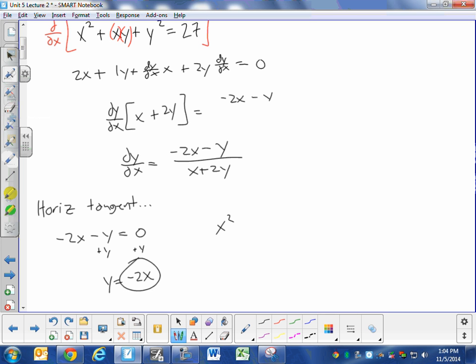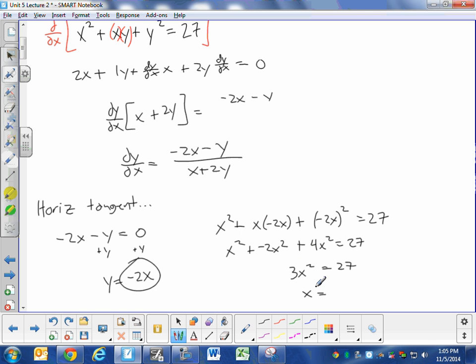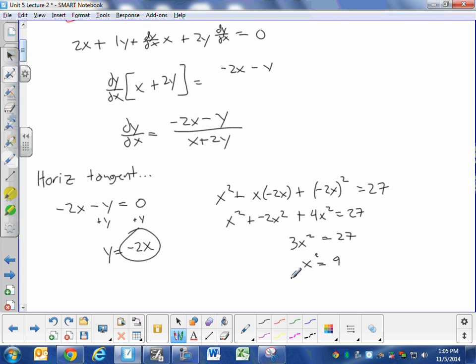So we get x squared plus x times negative 2x plus negative 2x squared is equal to 27. That's x squared plus negative 2x squared plus positive 4x squared is equal to 27. We get 3x squared is equal to 27. We get x squared is equal to 9. We get x is equal to not just 3, but plus or minus 3.